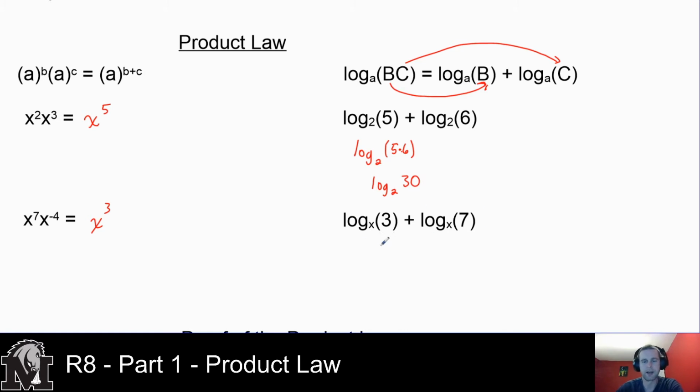Same idea in our second example. The bases of the logarithms are the same. So then we have to multiply the arguments. Log base x of 3 times 7, if you prefer writing it that way. And then 3 times 7 is 21. So log base x of 21.